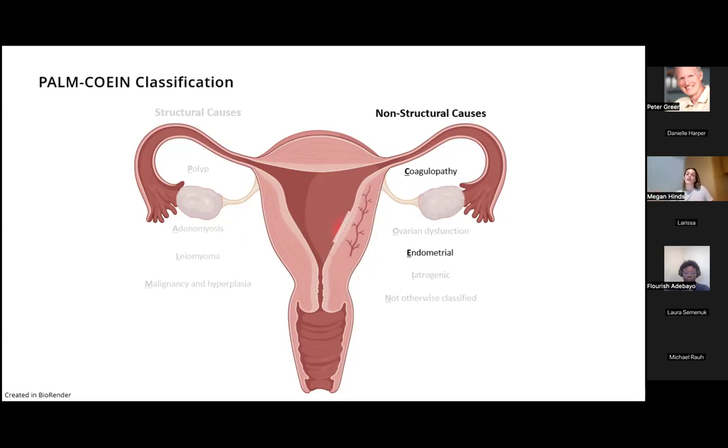And then non-structural causes of heavy menstrual bleeding are included in the COEIN group and are much less understood. So the focus of this project will be on coagulopathies, which refer to bleeding disorders where the underlying issue is related to the body's ability to form clots rather than the uterus itself, and also endometrial causes, which refer to functional issues of the endometrium in regards to things like specifically local hemostasis, as well as vessel formation and repair.